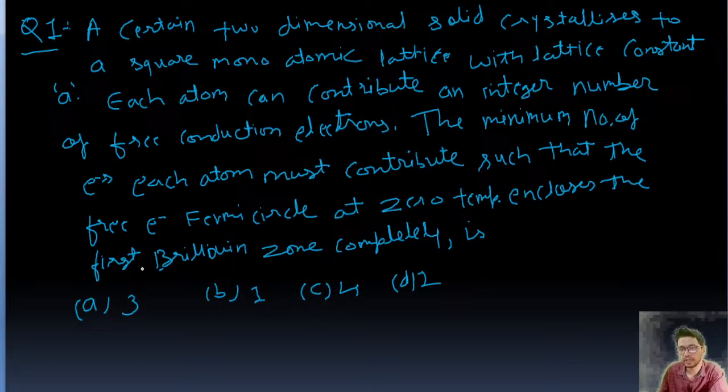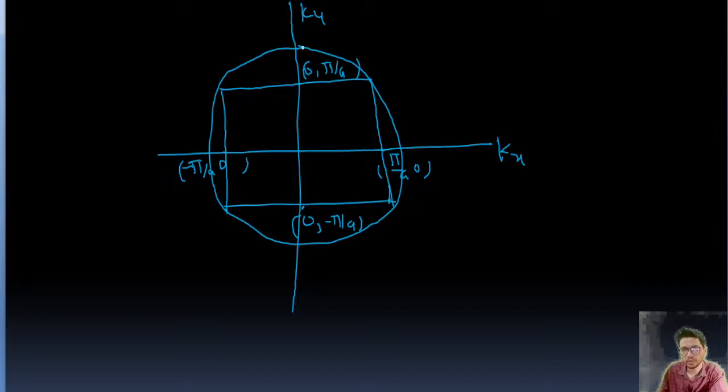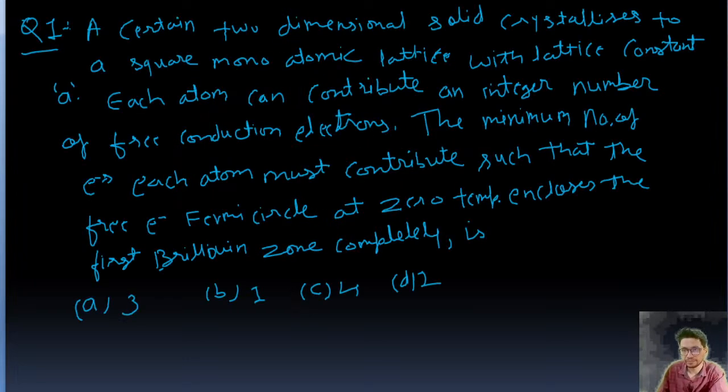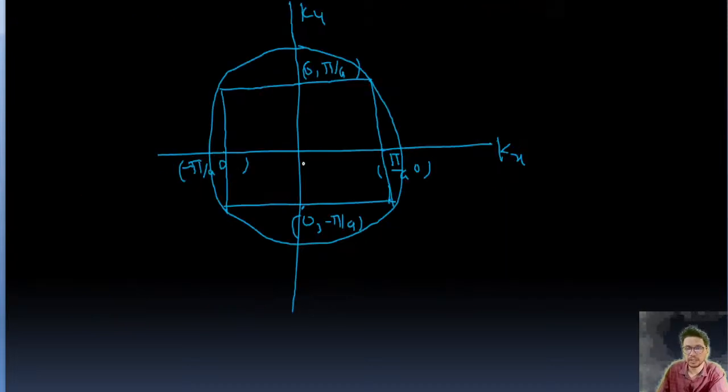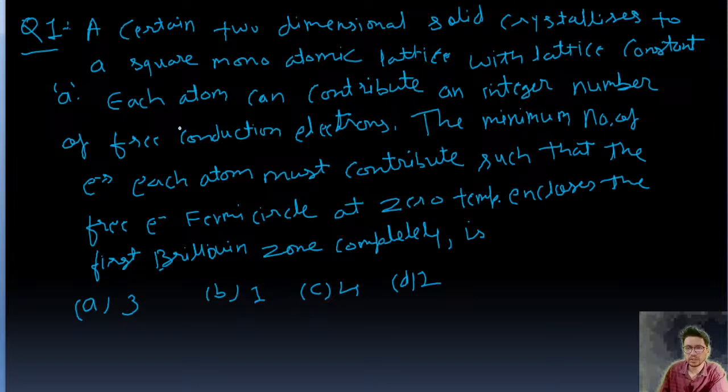So we need to find the number of electrons each atom must contribute so that the free electron Fermi circle at zero temperature encloses the first Brillouin zone completely. This is the first Brillouin zone, and this circle will enclose it completely. We need to find the minimum number of electrons contributed from each atom. Very simple question, guys. You need to read this question carefully, and then you can easily solve it.